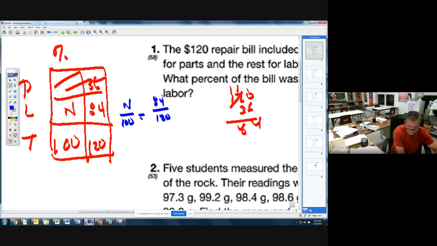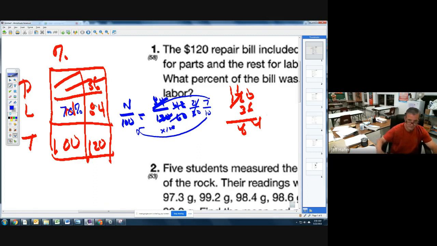Maybe it'd be easier to just reduce this fraction, cut them both in half. You get 42 over 60. Cut them both in half again, and you get 21 over 30. Look, I can keep cutting that, dividing by 3, I get 7 over 10. Oh, boom, that's nice, because then 10 times 10 is 100, and 7 times 10 would be 70%. So my percentage here would be 70%. And obviously, it'd be 30% for parts. So there you go.